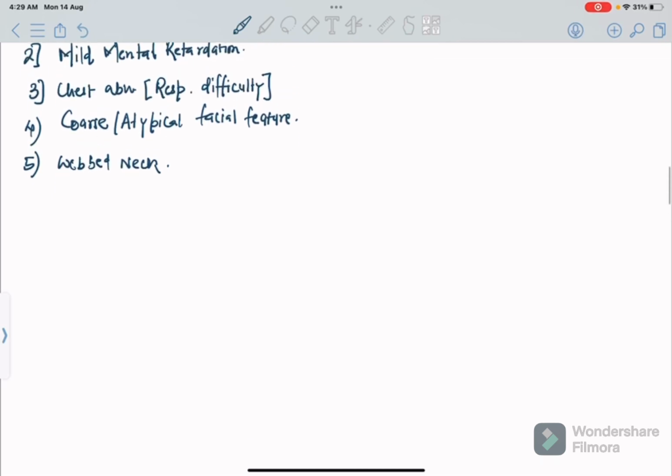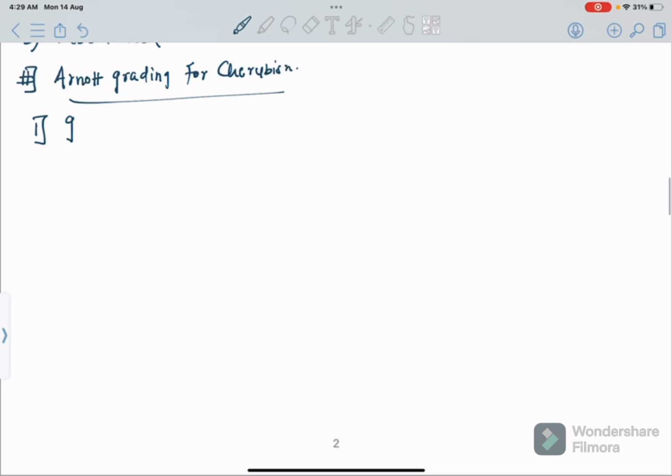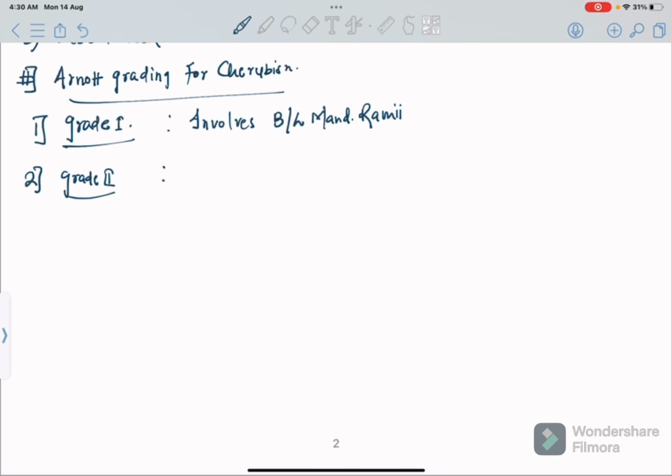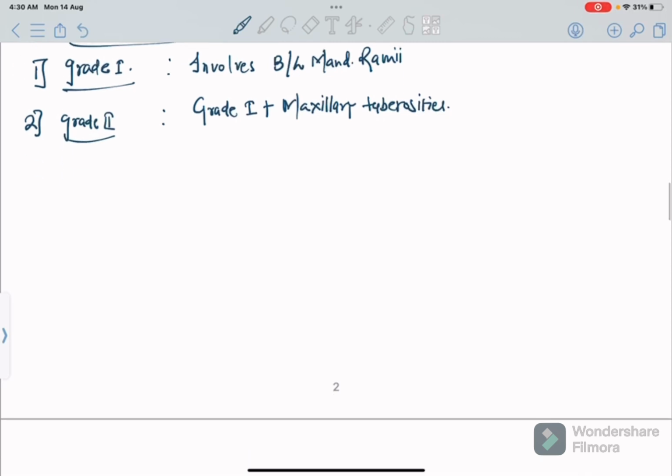And one grading system is also there, which is known as Ro grading for cherubism. So first is grade 1. In grade 1, it involves bilateral mandibular rami. In grade 2, there occurs involvement of grade 1 plus maxillary tuberosities, means there will be involvement of bilateral mandibular rami and maxillary tuberosities also.